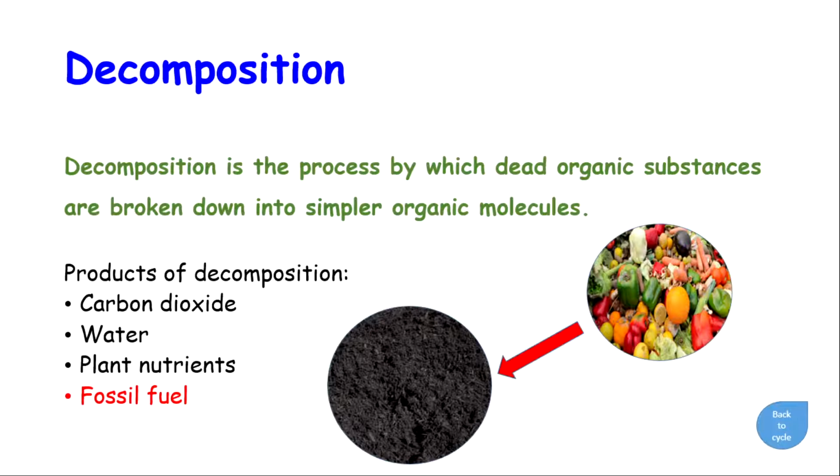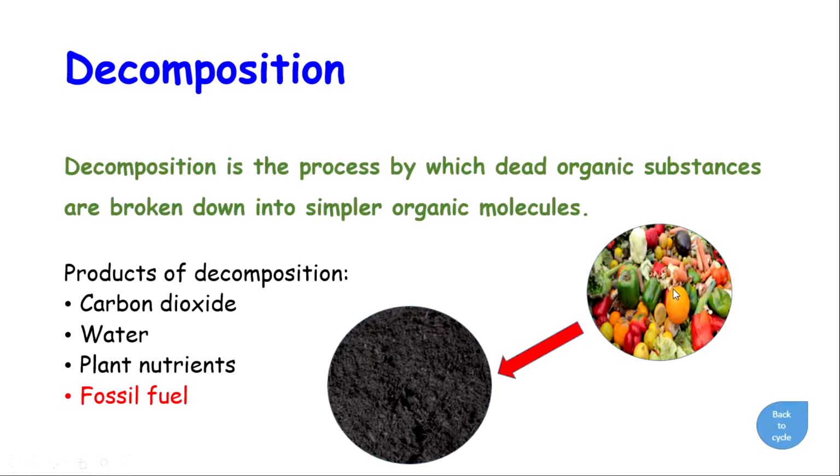Now it's very important to also understand that once decomposition takes place, we have some useful products that are released. Some of these products include carbon dioxide, which is released into the atmosphere. We also have water formed. We have plant nutrients becoming available. And we also have fossil fuel. But let's stick a pin right there.